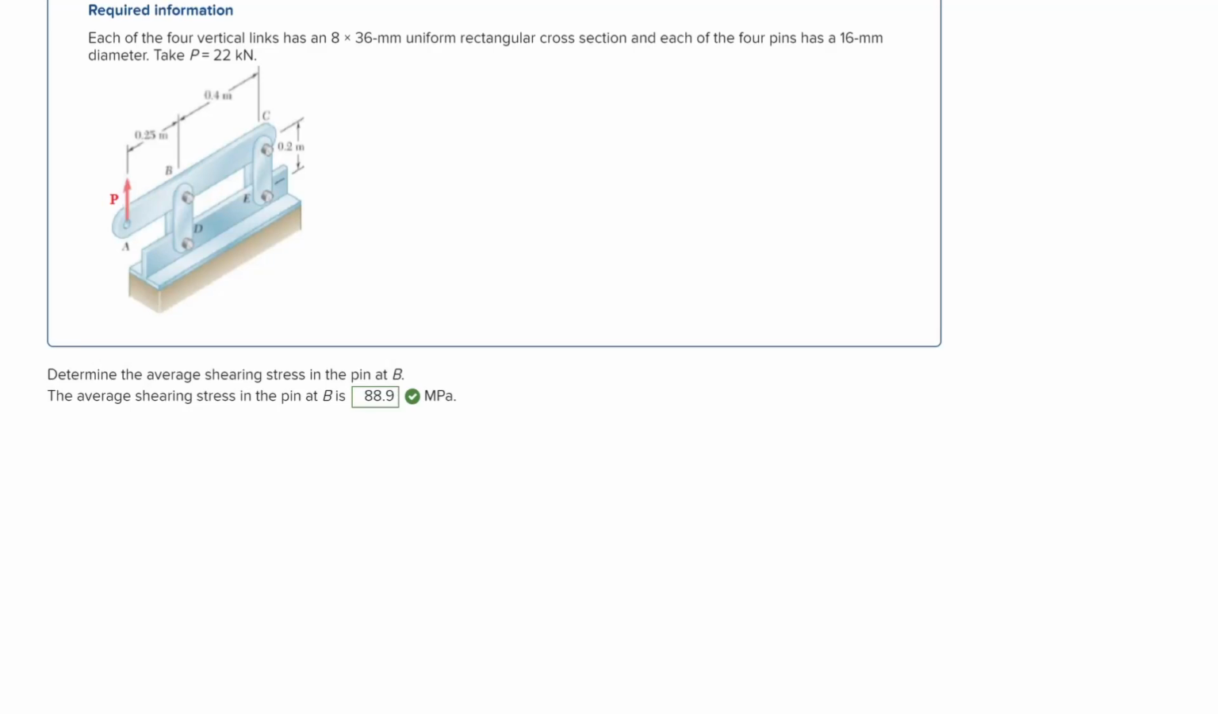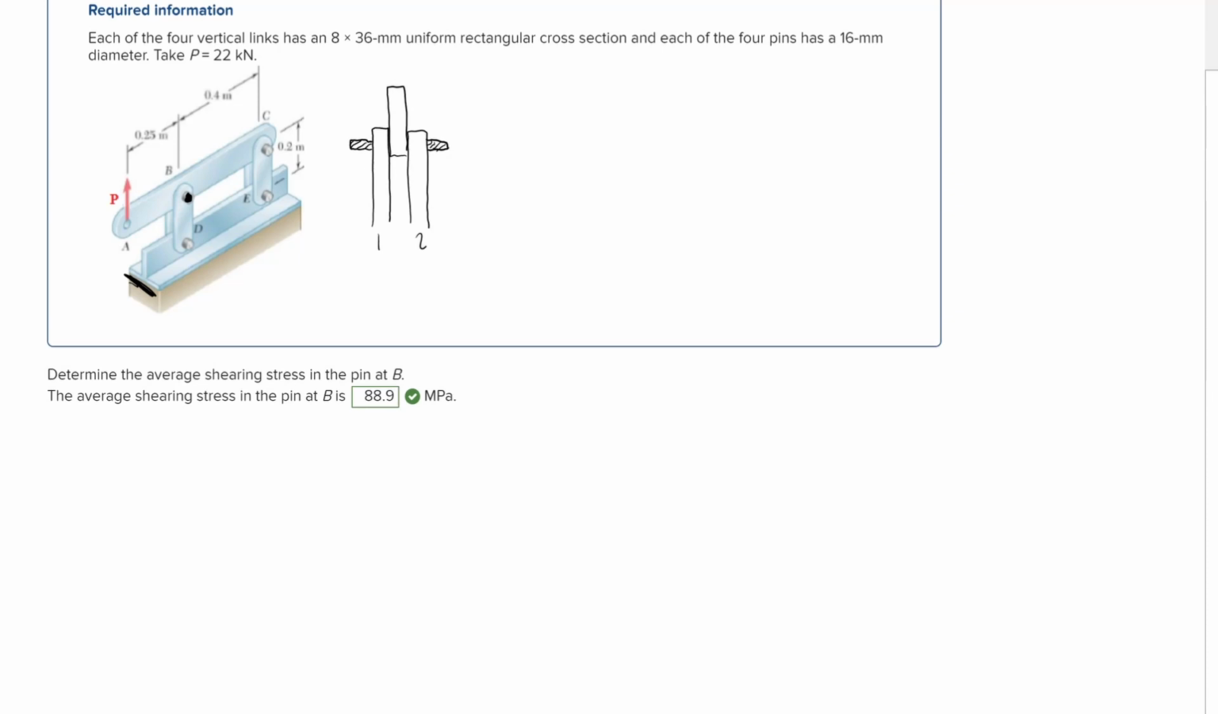Alright, so for this problem, we're trying to find the average shearing stress in the pin at point B. So that's this pin right here. I'm going to go ahead and draw a picture of this from this side over here, looking on towards the handle. So there are two little links, and then the handle, and then the pin, which goes through all of this. I'm going to go ahead and shade the pin just so you know that it's the pin. And so we have two links, and we have a setup that looks like this.